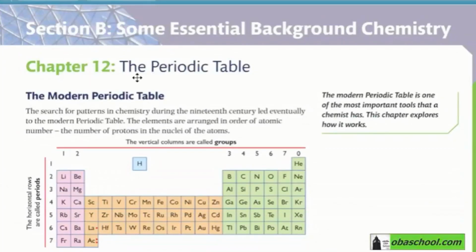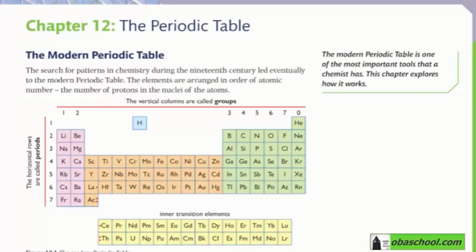We will start with a new chapter. Chapter 12, the periodic table. The modern periodic table. So this is the modern periodic table in the figure right here. The modern periodic table is one of the most important tools that a chemist has. This chapter explores how this table works.